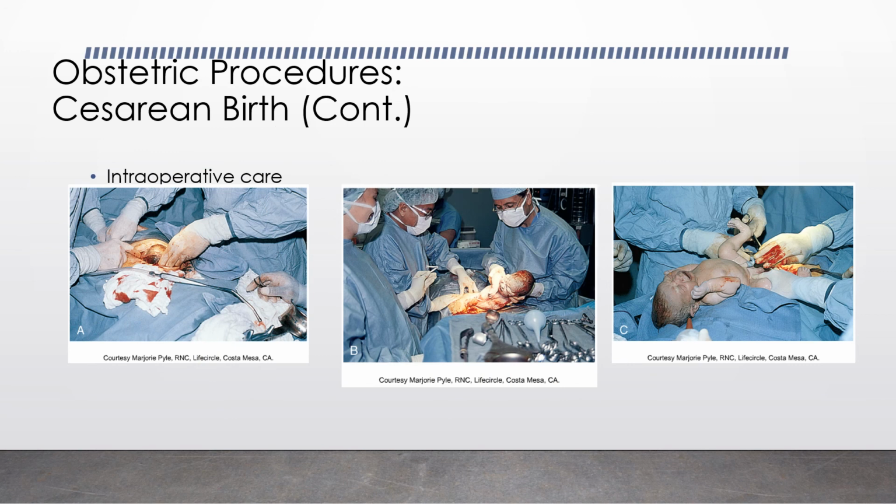So here's how they do a section if you haven't seen one. Letter A, they've got the abdomen open. They're reaching in there to get the baby. The baby's out and they're looking at it and they're going to clamp the cord. They're clamping the cord in letter C, and they're drying the baby off, and if the baby needs resuscitation or whatever, then they'll hand the baby off to the nurse or the neonatologist or whatever is indicated.